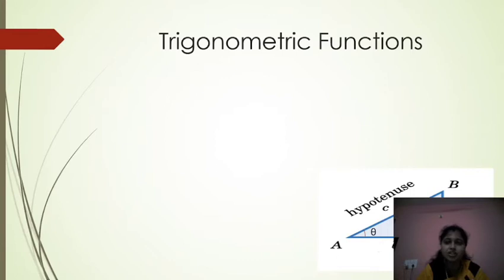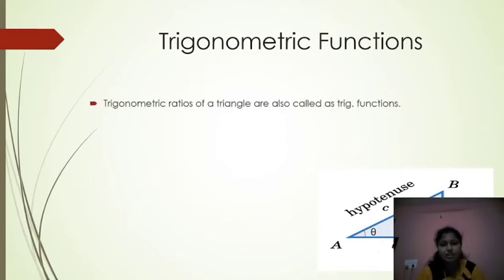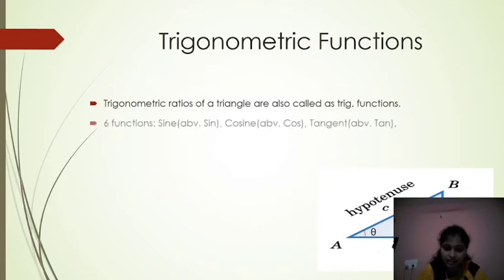Coming to the next topic, trigonometric functions. Trigonometric ratios of a triangle are also called trigonometric functions. Trigonometric functions give the value of sides or angles, whatever we are supposed to find out. Now we'll figure out how exactly to find the missing sides or angles of a right angled triangle.